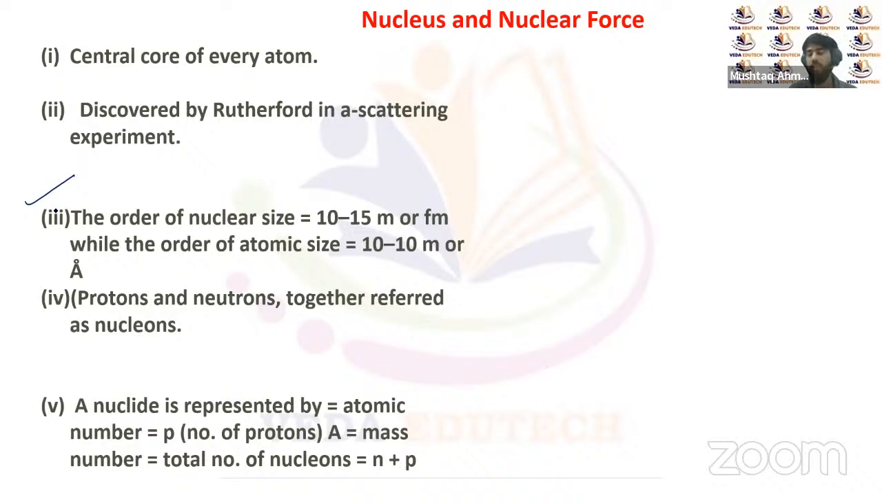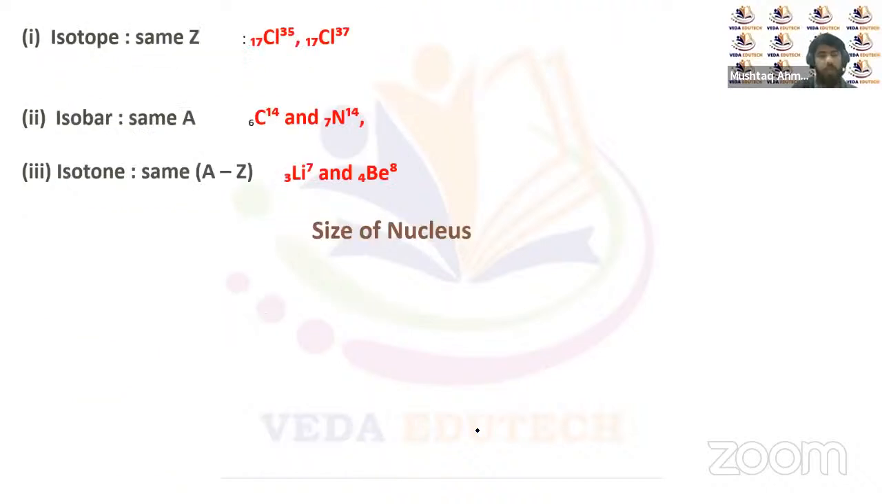And the nucleus contains two subatomic particles. One is proton, another is neutron, and together we call them nucleons. Any nucleus is represented by mass number A and atomic number Z, where A is the sum of protons plus neutrons, that's the mass number, and Z is the number of protons present in the nucleus, that's the atomic number. So any nuclide will be represented by this.